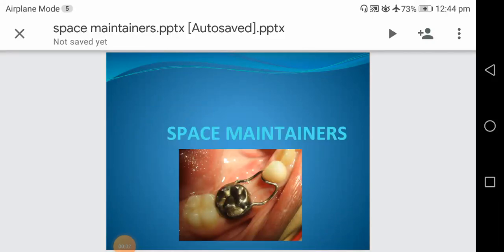Good morning, students. Today we are going to start with a new topic, space maintainers. You might have already heard about space maintainers and you know the purpose of a space maintainer. Space maintainers are used to maintain the space that is left by deciduous teeth due to early extraction or early loss of deciduous teeth.